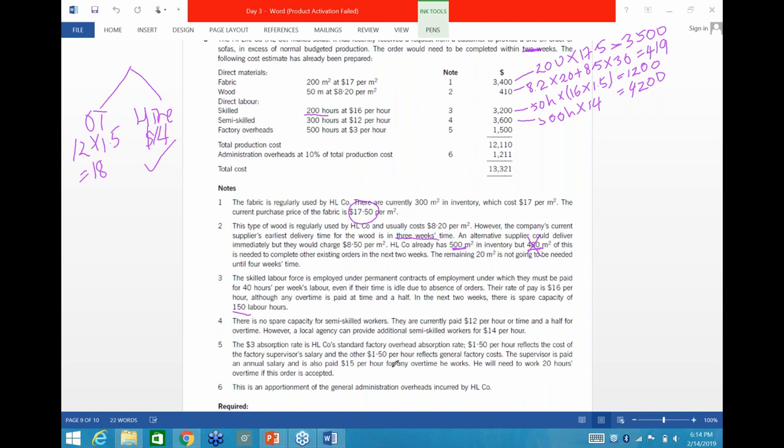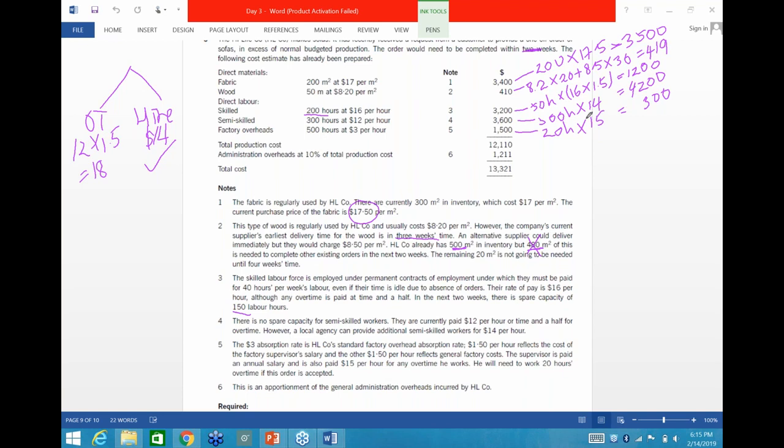He's also paid 15 per hour for any overtime he works. So if he's working on overtime specifically for this, then it becomes relevant. He will need to work 20 hours of overtime if this is to be accepted. Yes, I must take that 20 hours of overtime, and the overtime rate was given as 15. So that's 300.